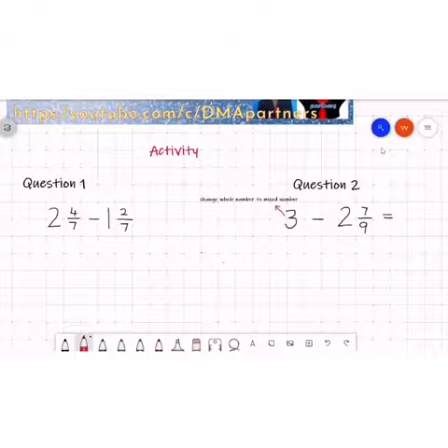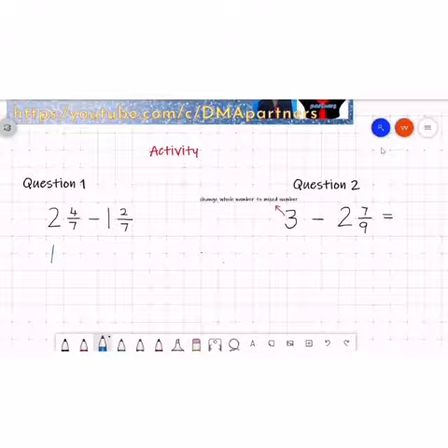To do subtraction of fractions, we have to make sure that the denominators are the same. If the denominators are not the same, we cannot subtract. So remember that. This is the key point that you have to remember always. Now you see the whole number here, 2. The whole number 2 can minus the whole number 1. So 2 minus 1 is 1.